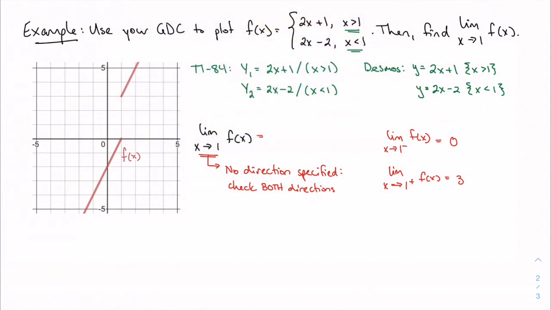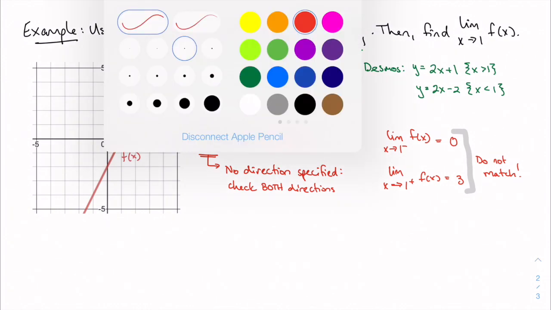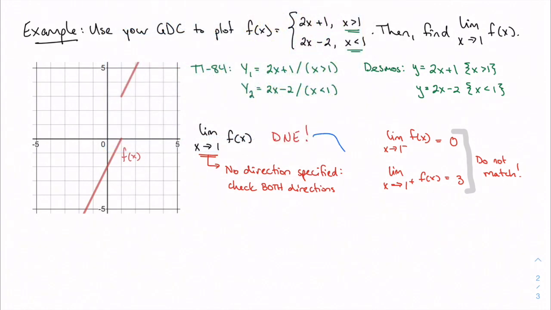So does the limit exist? Well, these do not match. These are not equal to each other from either direction, so we say the limit does not exist. Doesn't really equal does not exist, it just does not exist. Why does it not exist? Because the limit from the left and the limit from the right do not agree.